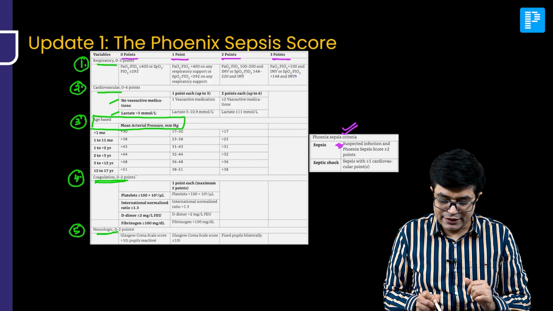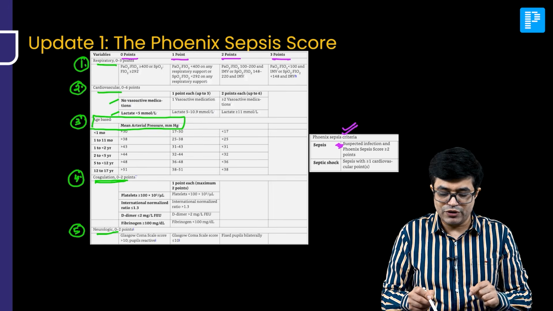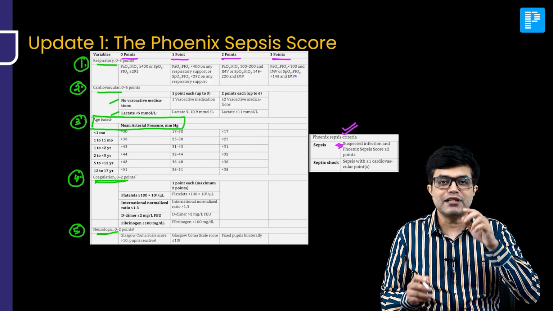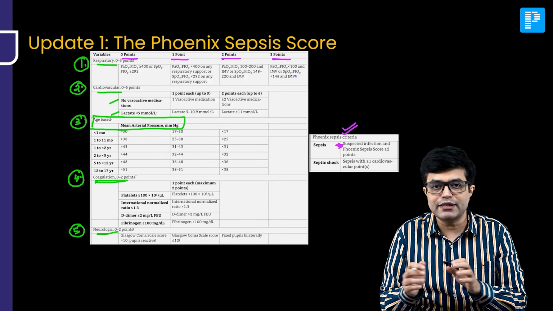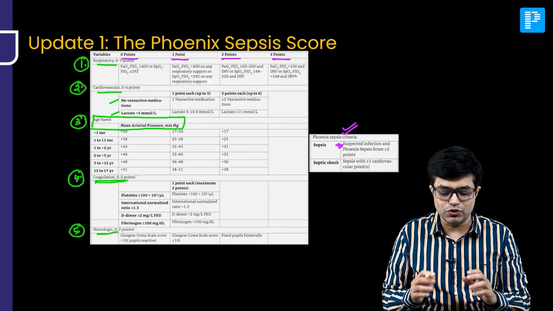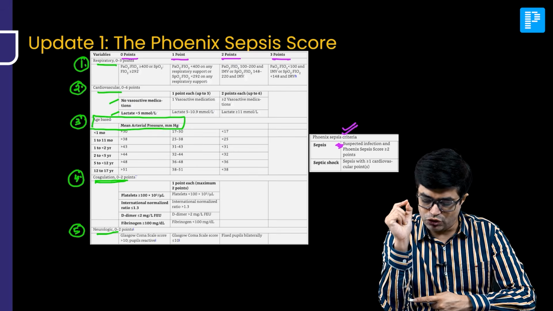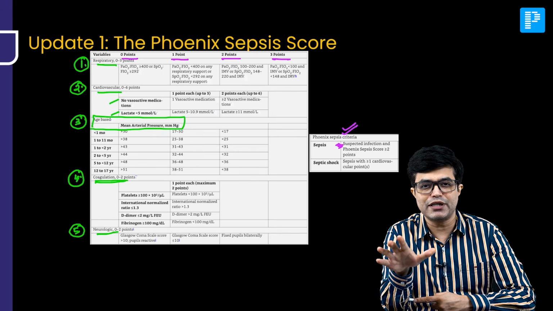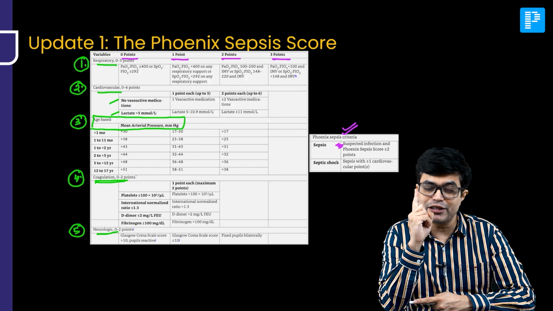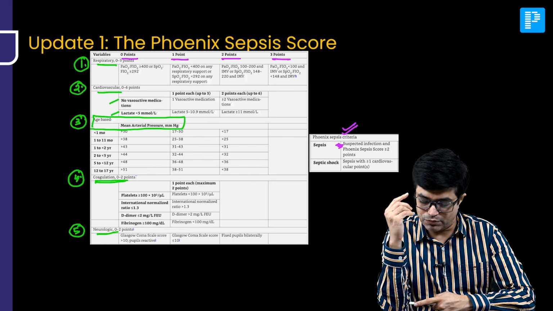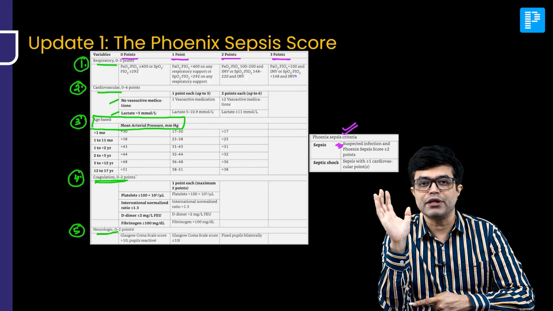Irrespective of pupil status, if the Glasgow Coma Scale is 10 or less, you give a score of 1. And if the pupils are fixed bilaterally, GCS is not to be calculated, you give a score of 2. So these are the parameters. And then if there is clinical evidence with 2 or more features present, you call it sepsis. If sepsis is present with at least one cardiovascular parameter or more, then you will call it septic shock.